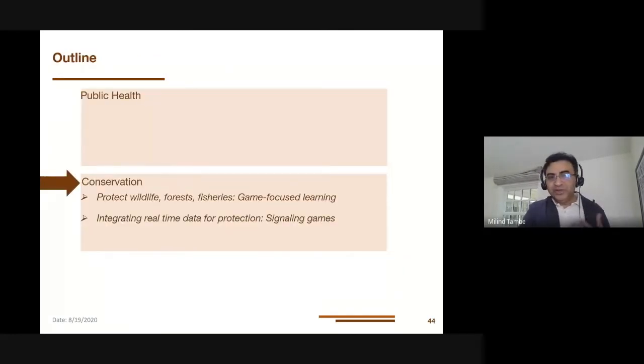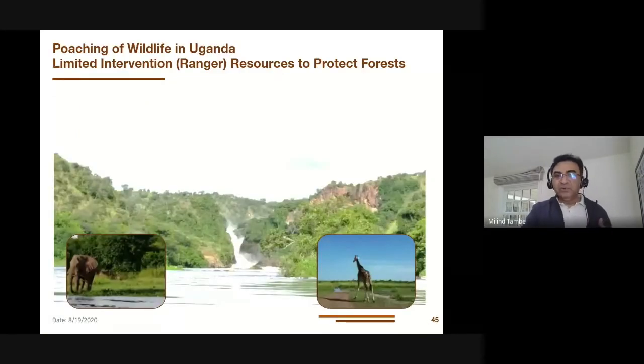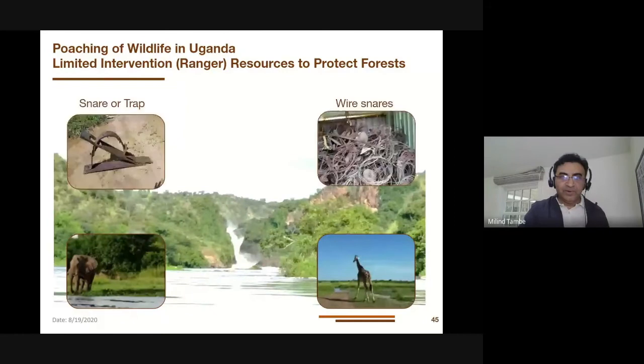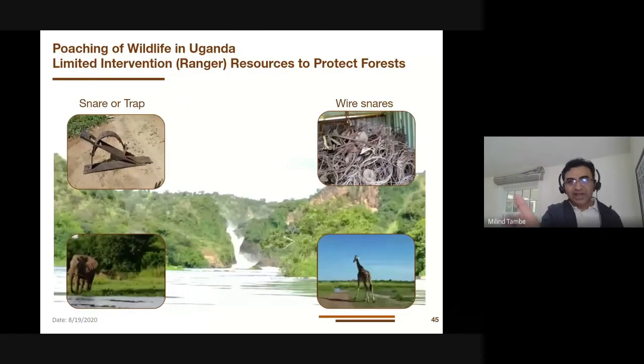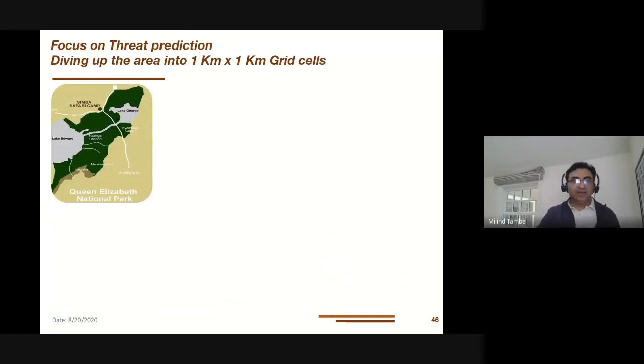I'll spend 2 minutes on wildlife conservation, and then I'll open it up for further questions. So this is work that we have been doing in national parks around the world. This is Murchison Falls National Park in Uganda, which I visited. And there's wonderful wildlife there, actually roaming the national park, but there are traps or snares, thousands of them, that get placed to maim and kill these animals. And so the question for us is, can we predict where rangers should look for these traps? So you can imagine something like Queen Elizabeth National Park in Uganda is thousands and thousands of square kilometers. There's not enough rangers to travel everywhere and find snares. So where should they look?